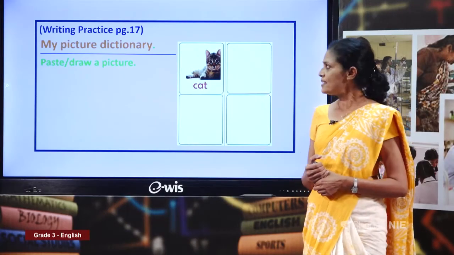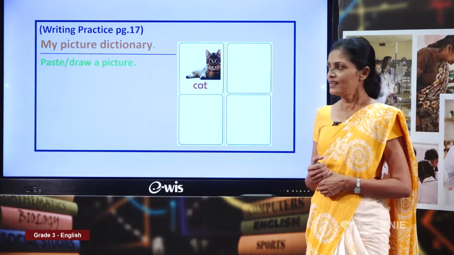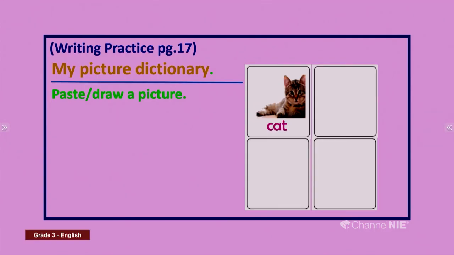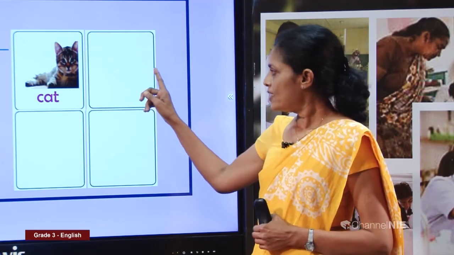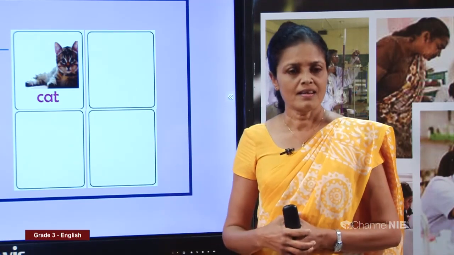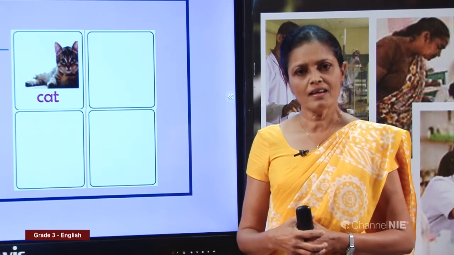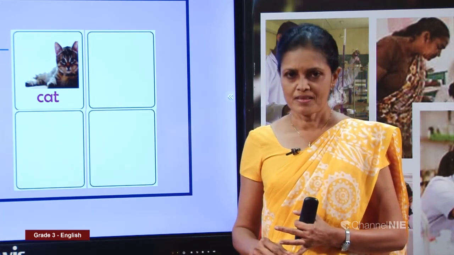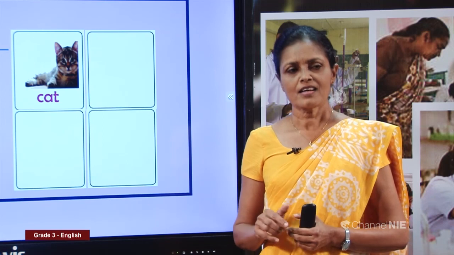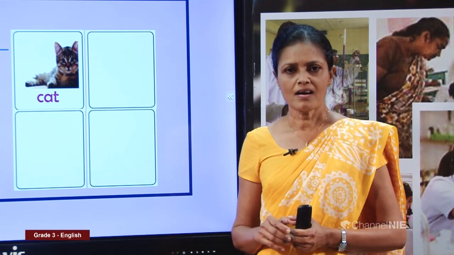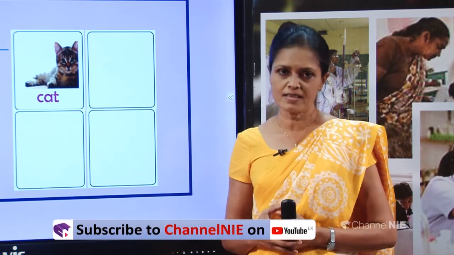Now children, your writing practice book, page 17. Your picture dictionary. Now there are four boxes. Paste or draw a picture beginning with C. Now there is one picture that is cat. You can draw or paste three more pictures. Can you remember the words you learned today? Yes, cap, cup, camera, calendar, cow, car. You can write, draw any of those pictures.